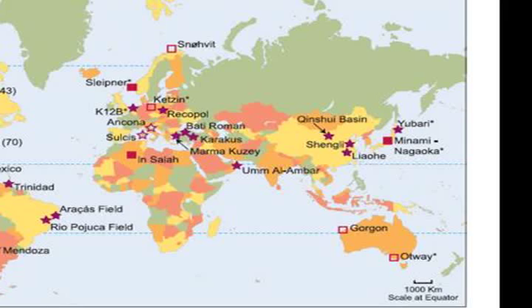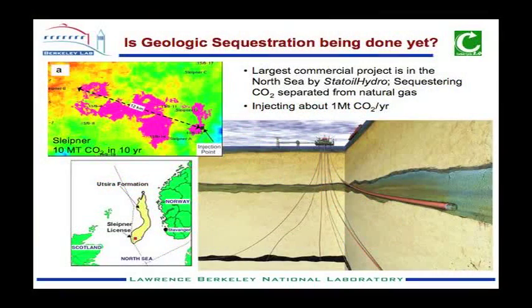So now the bottom line is there's a lot of places where this is being tried and tested for various reasons. The biggest single commercial project is done by Statoil Hydro in the North Sea. This is with the location here between Norway and Scotland. They're pumping natural gas out of a formation there. Again, they're separating the CO2 and they're pumping the CO2 back into a sandstone formation that's about 1,000 meters below the bottom of the seabed.